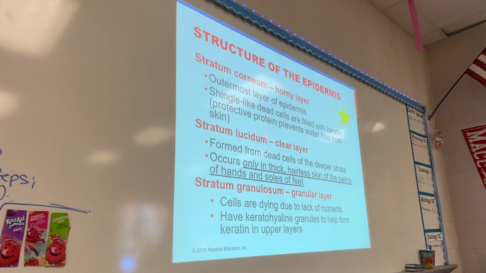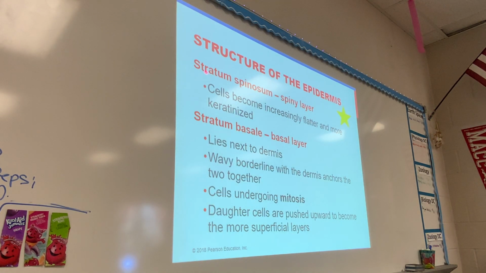Then you have your stratum lucidum, but the stratum lucidum is only in the palms of your hands and soles of your feet. So you're not going to find that stratum lucidum on your arms or your stomach. It's only on the palms of your hands and soles of your feet, the very thick skin. Stratum granulosum is next. This is where it's starting to die. It's kind of granular. That's how it gets the name granulosum. And then you've got spinosum and basal. These are the more living layers, especially the basal. But spinosum is also kind of living because it's closer to the blood vessels.